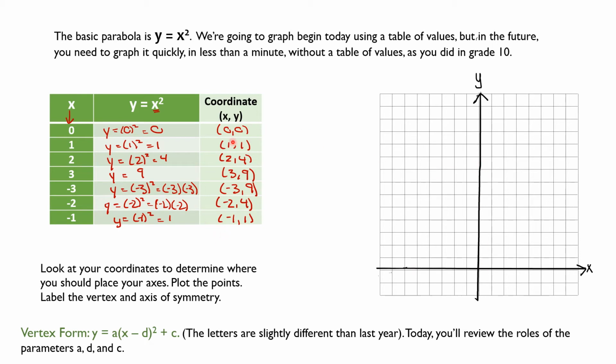So I look at my numbers here again, looking at my x values, 0, 1, 2, 3, negative 3, so I'm going to actually count by 0.5s.